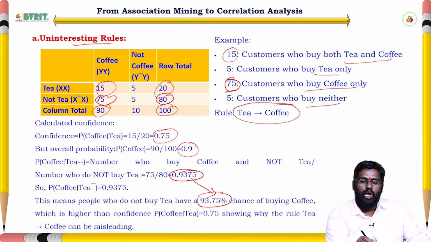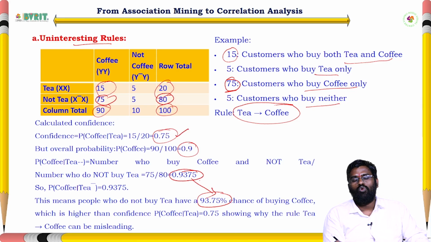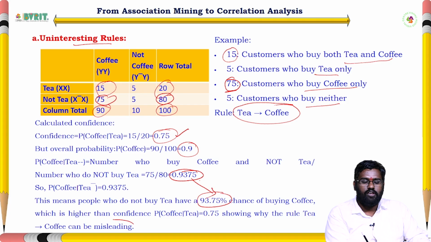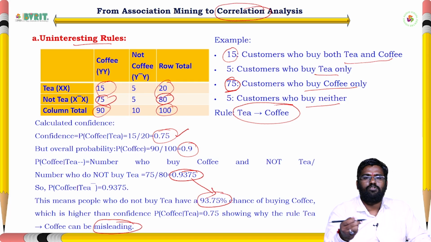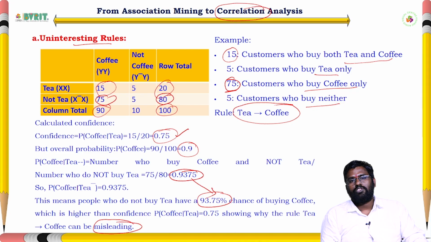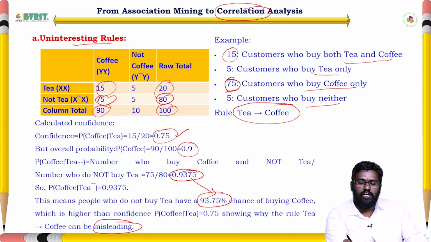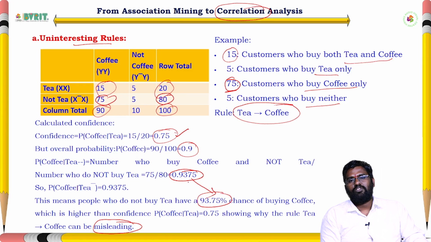So see here, coffee with respect to tea is 75% chance. Coffee given not tea is 93% chance. So the percentages of these two are different and their values are misleading. That's why we are moving into the correlation analysis. If the confidences are misleading, we need to move to correlation analysis. Based on that, we need to finalize which value to consider: only 75 or only 93%.